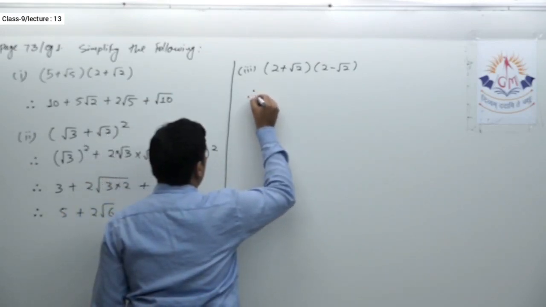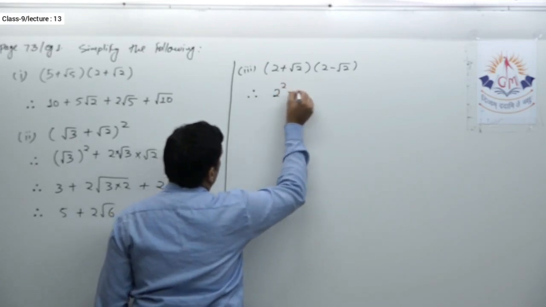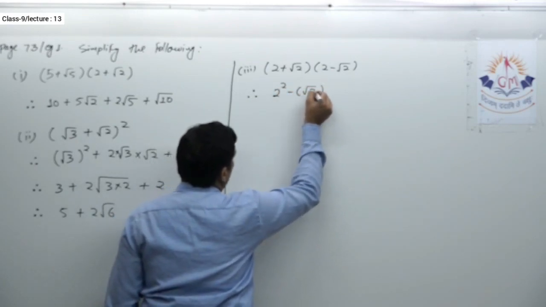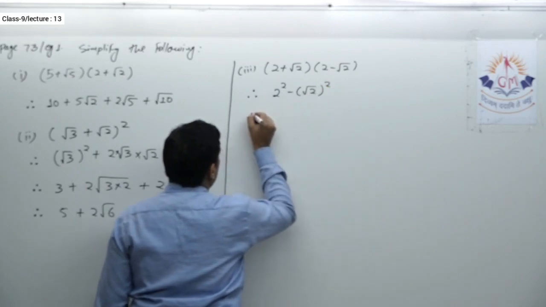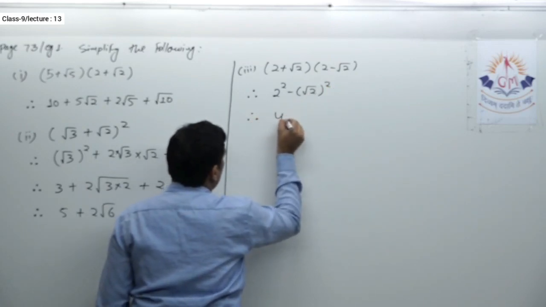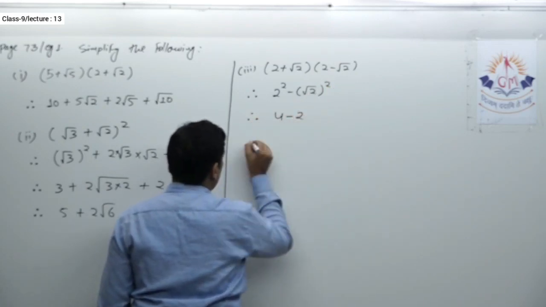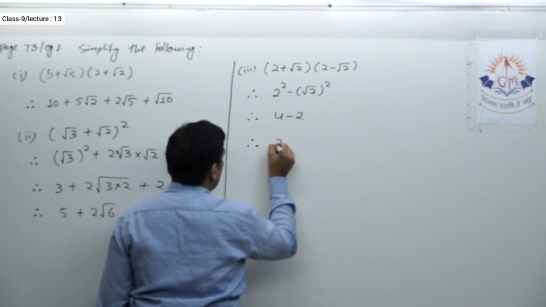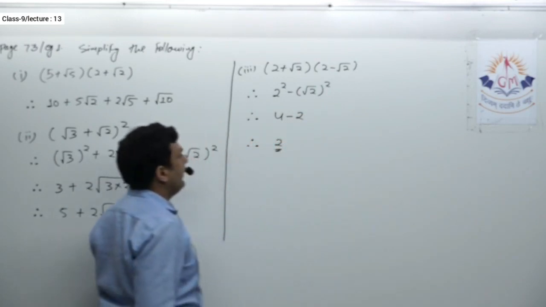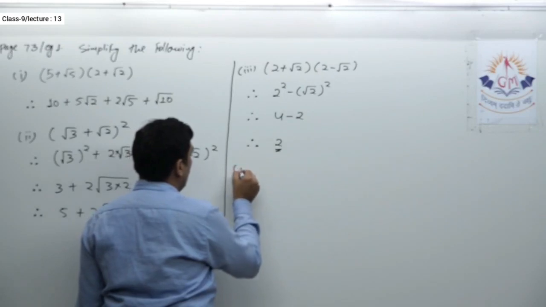So here I write 2 square minus root 2 square, a square minus b square. So 2 square is 4 and root 2 square is 2. So ultimately here I will get the answer as 2. 4 minus 2 is 2. So this is my final answer.